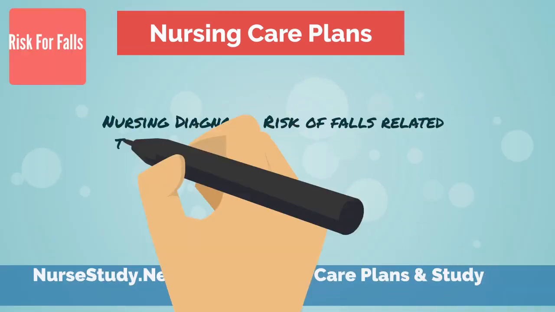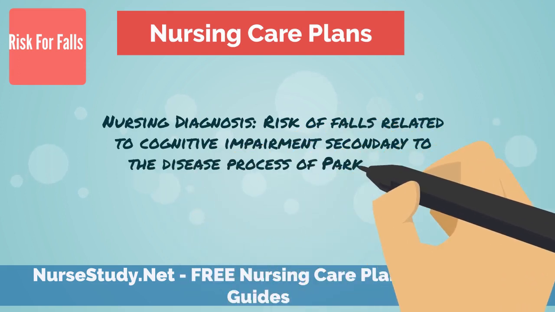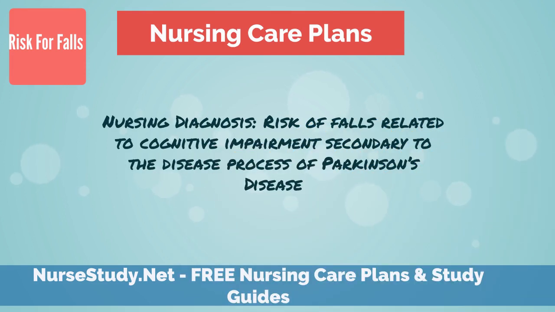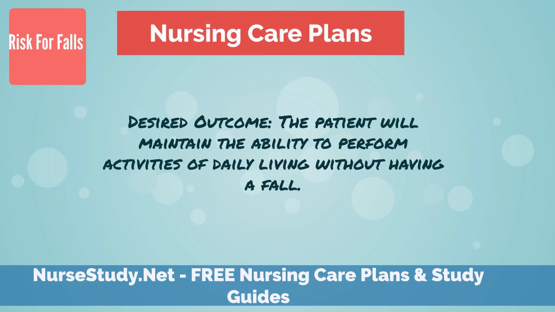Now we'll do a second nursing diagnosis and care plan, and this one would be related to Parkinson's disease. Risk for falls related to cognitive impairment secondary to the disease process of Parkinson's disease. Desired outcome: the patient will maintain the ability to perform activities of daily living without having a fall.